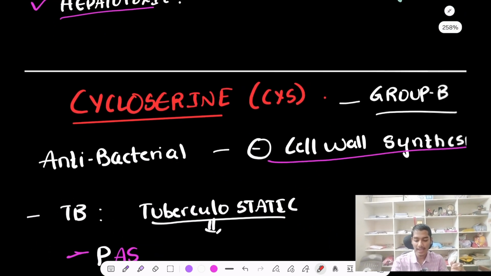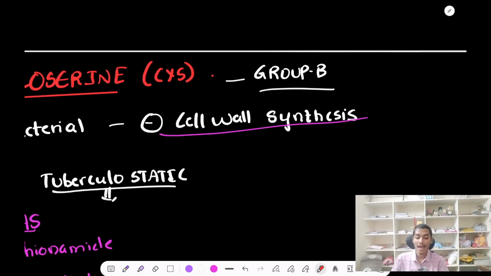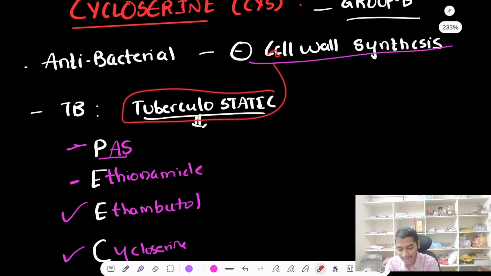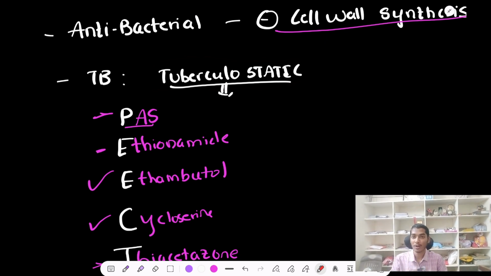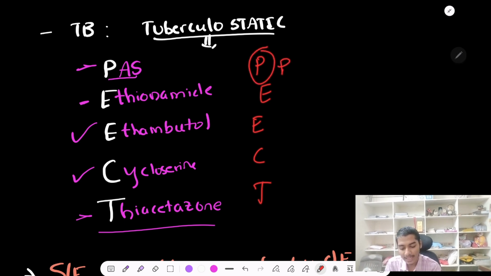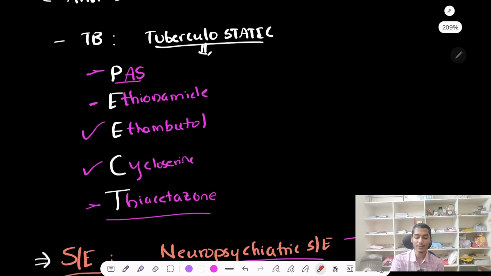Next we have cycloserine. It's an antibacterial and it acts by inhibiting the cell wall synthesis, and it belongs to the group B drugs. I have discussed already about group A, group B, group C. It is primarily tuberculostatic. So what is the mnemonic to remember the tuberculostatic drugs? We have PECT. P stands for para-aminosalicylic acid, E stands for ethionamide, another E stands for ethambutol, and C stands for cycloserine and thiacetazone. So these are the drugs we are going to discuss now.